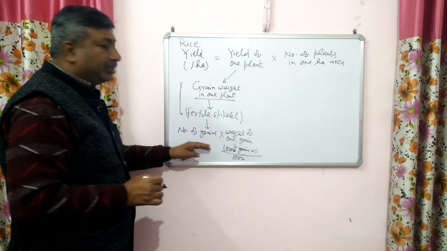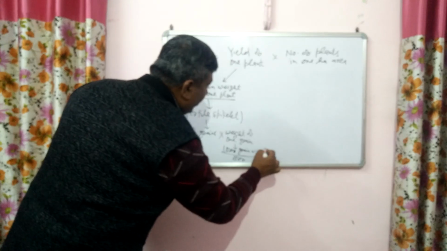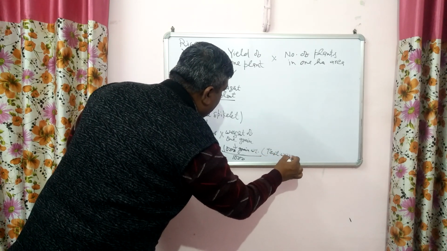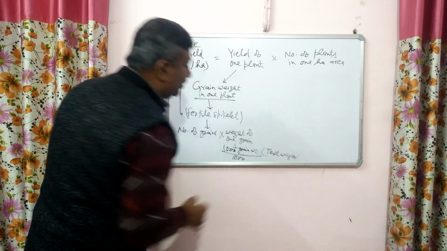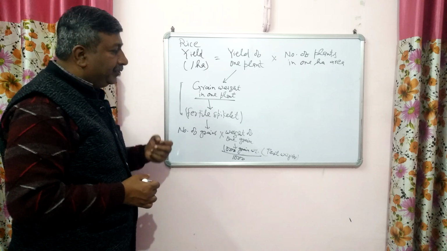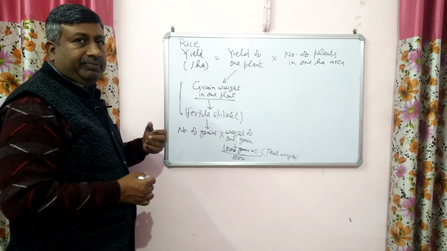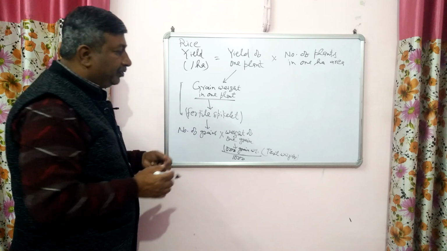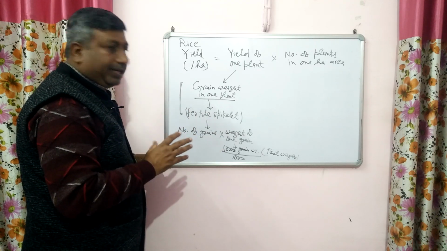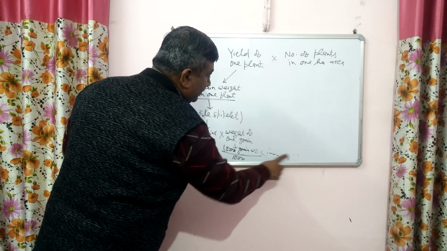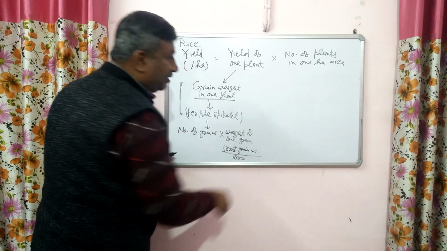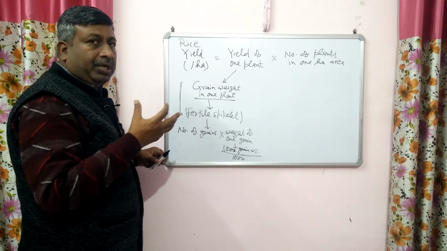Sometimes this 1000 grain weight is written as test weight. Actually, test weight is entirely different from 100 grain weight or 1000 grain weight. Test weight is calculated on the basis of volumetric expression. So if a test weight is mentioned, it is meant as 1000 grain weight or 100 grain weight, but the real test weight is entirely different. It is calculated on a volume basis.